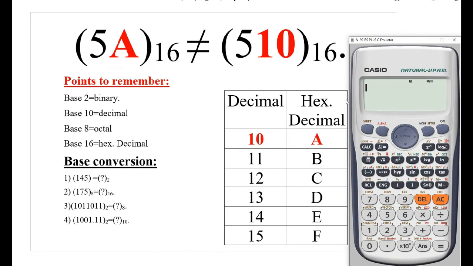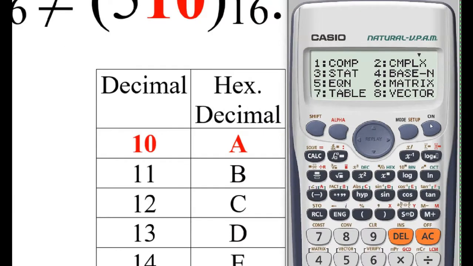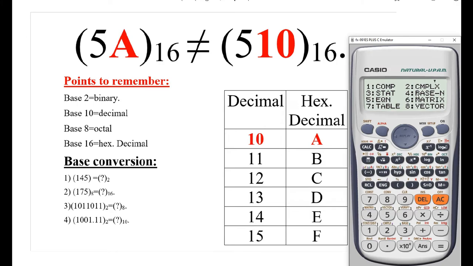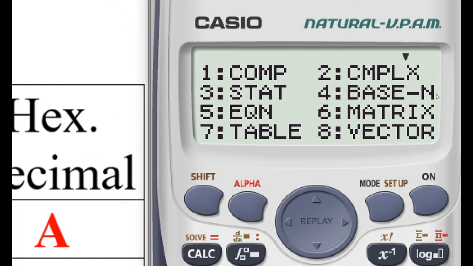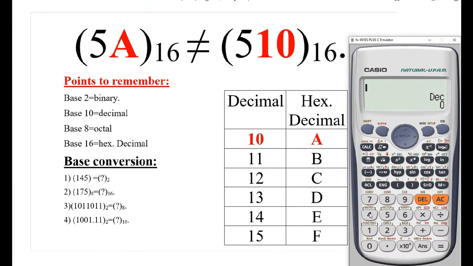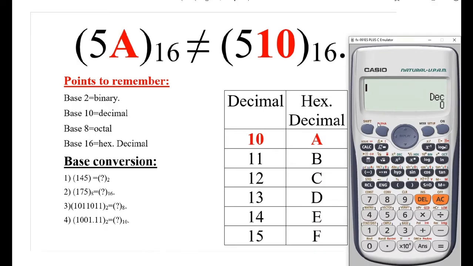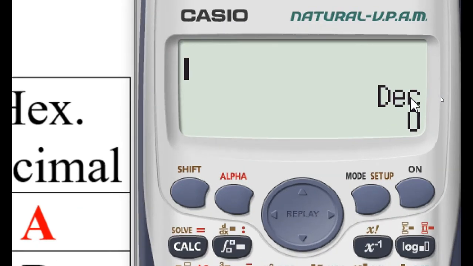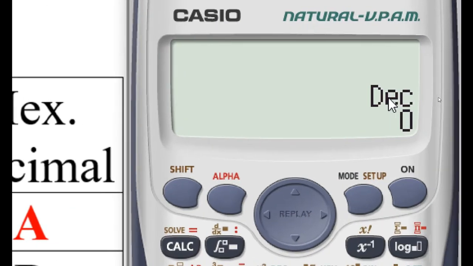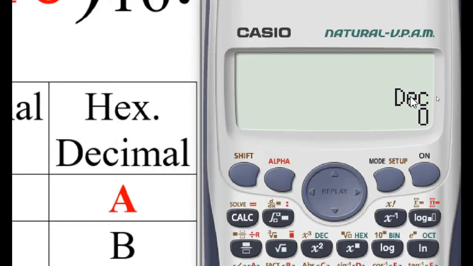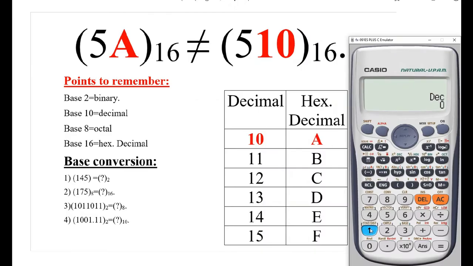We are going to convert decimal 145 into the binary number using the calculator. For this, first of all, we have to go to the mode. Let's press the mode, and here in the mode we can see in the number 4 the base n. Let's press number 4, and here we can see DEC. Our number is 145. We are going to convert this number into binary. So our input number 145 is in decimal number. So first of all, we have to select the DEC format, which is already selected here, DEC, because our input is in decimal number. So let's give the input, which is 145.